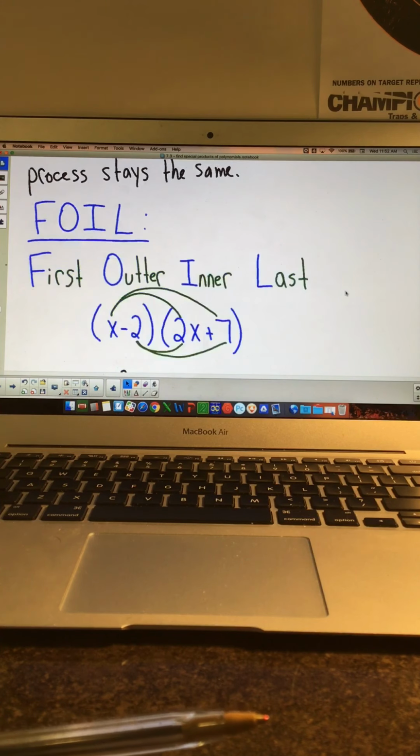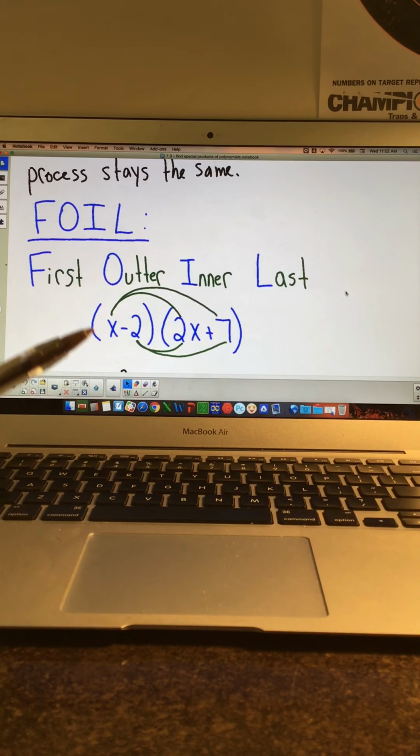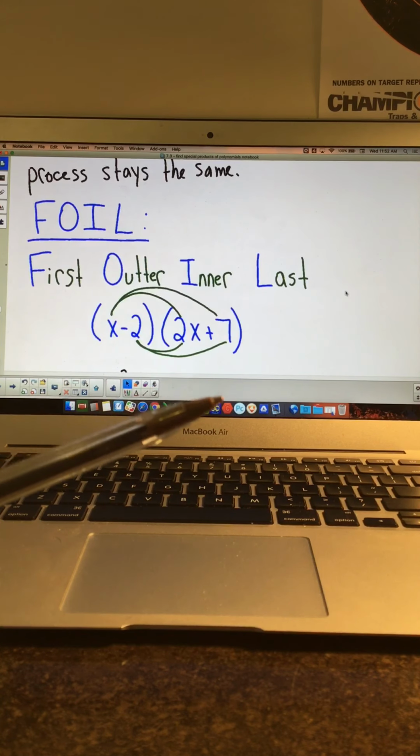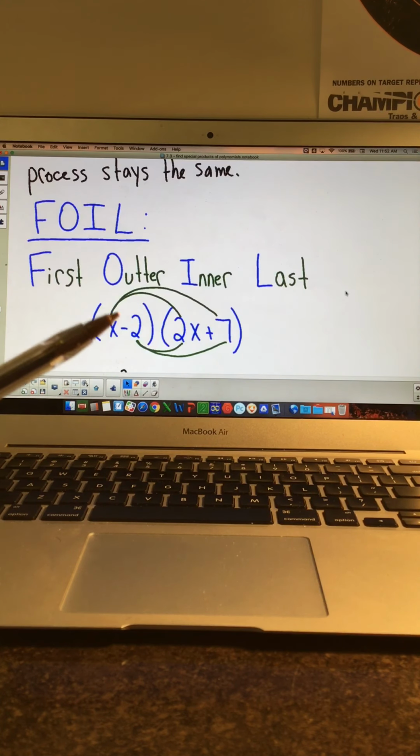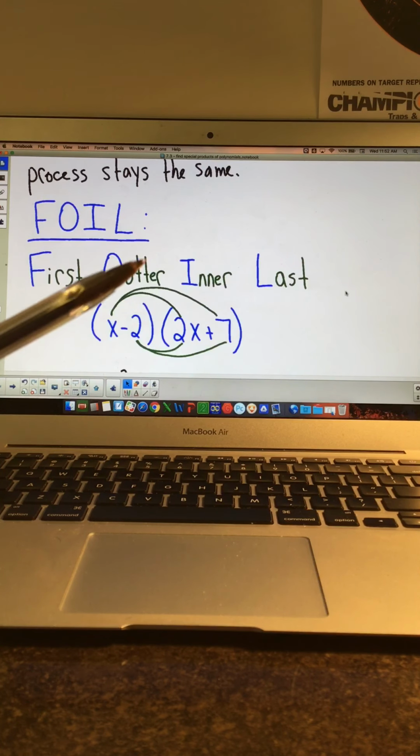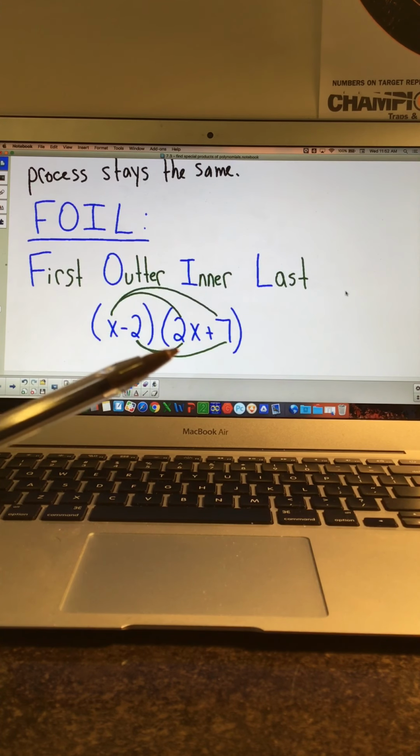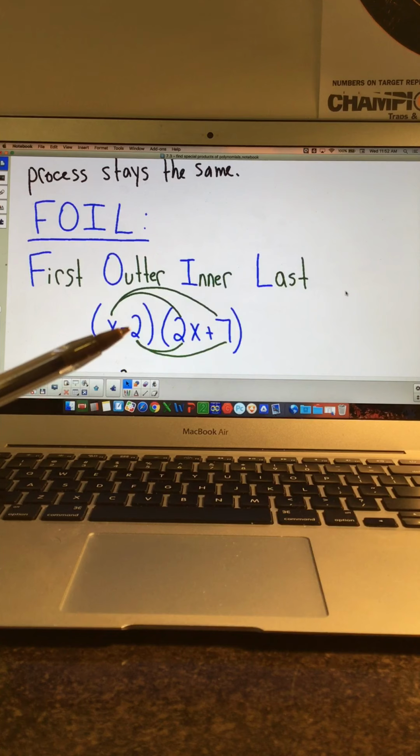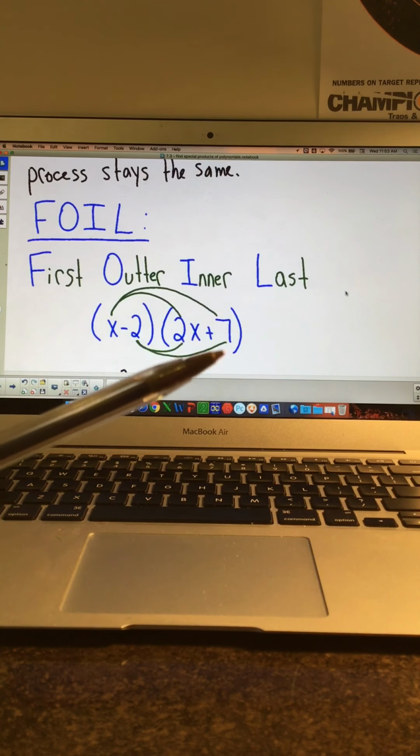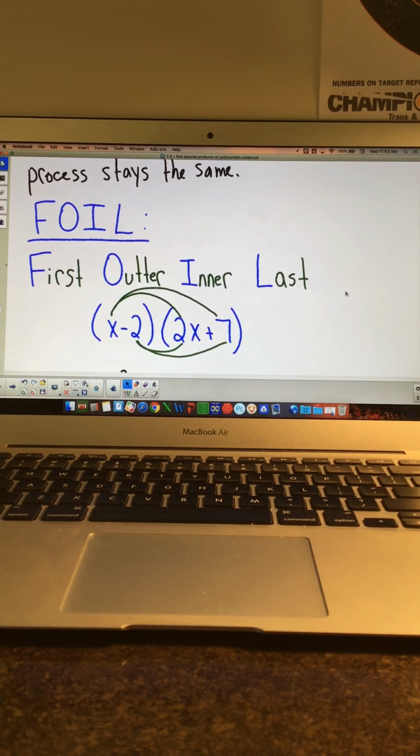We have a binomial times a binomial. That's the only time FOIL works. We multiply the first terms, then the outside terms, then the inner terms, and then both last terms. So that's what the term FOIL means. Some of you are sitting there saying, well, that's exactly what we've been doing. Yep, exactly what we've been doing, just a fancy term for what we were doing.